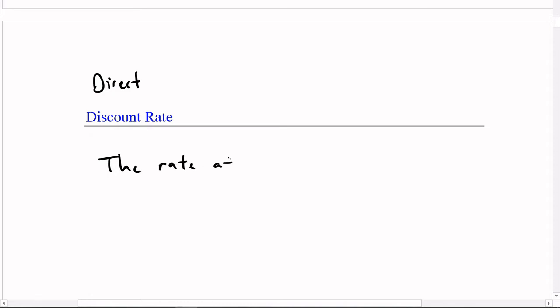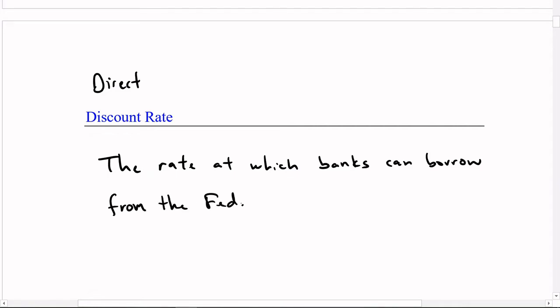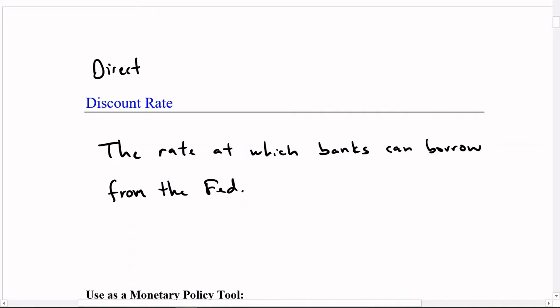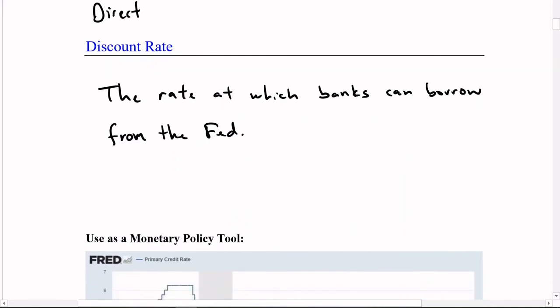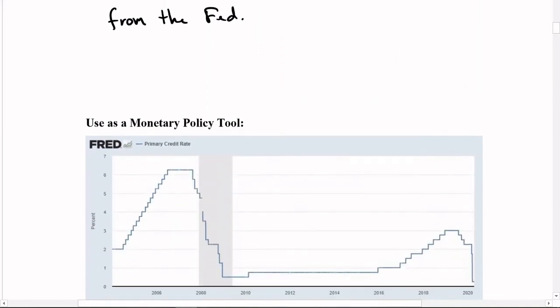The rate at which banks can borrow from the Federal Reserve, or the Fed. Typically very short-term loans, and often even just overnight loans to help meet short-term liabilities. So we're not going to focus too much on this, although the Fed has been using it.